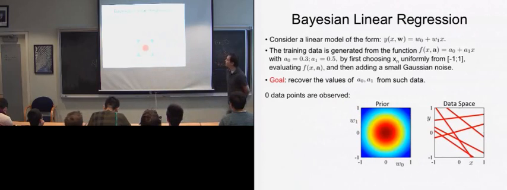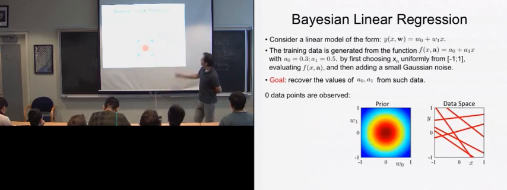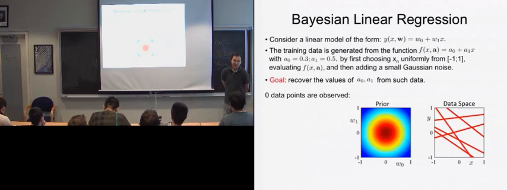So let's look at how this approach would work here. Suppose we get to observe 0 data points. We don't observe anything. So the prior, in our case, is going to be a spherical Gaussian. And if we actually look at the data space, these are all possible hypotheses. These are all possible things.